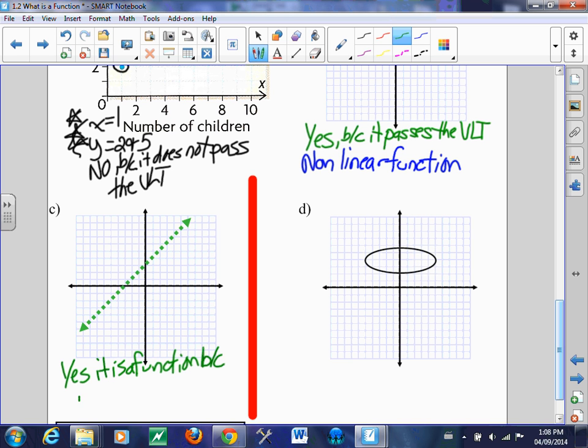Because it passes the VLT. And ladies and gentlemen, we need to further classify it because it is a function. And looking at our data, does it follow a straight line? Yes, it does. So this is what we call a linear function.